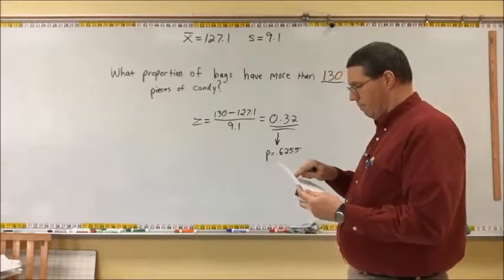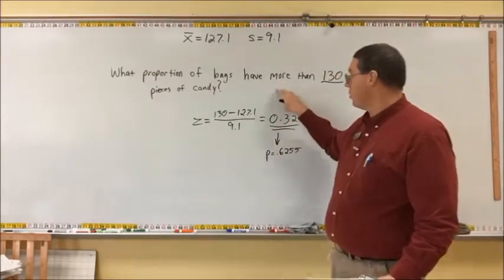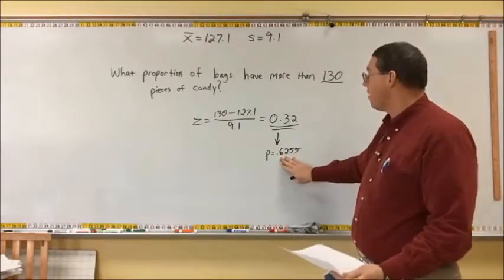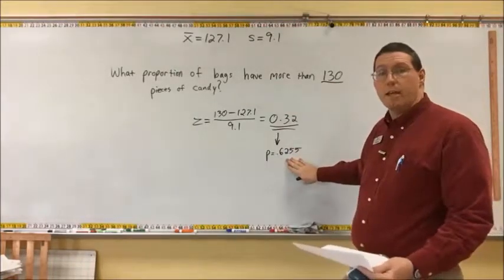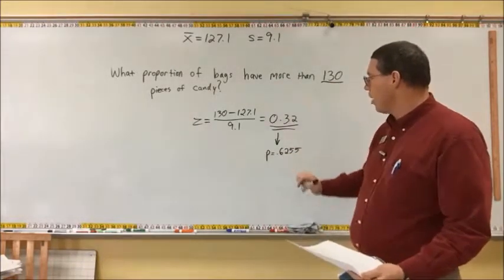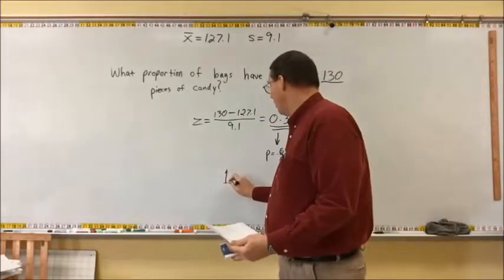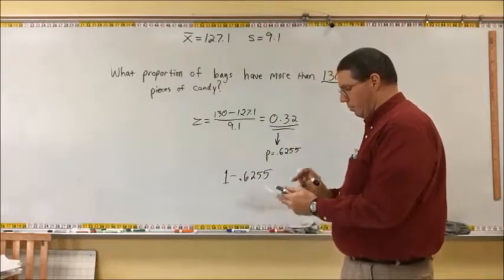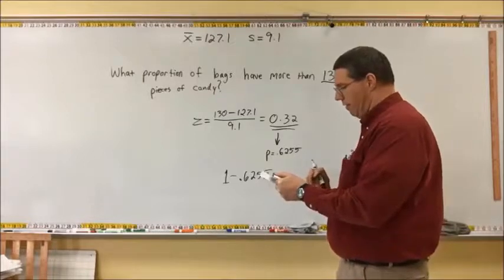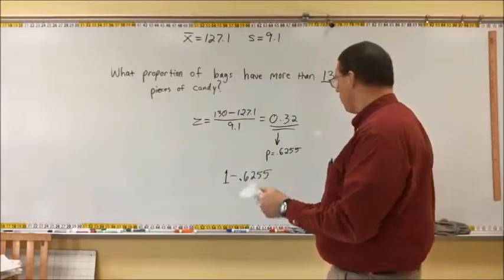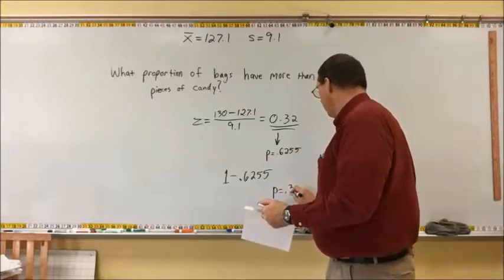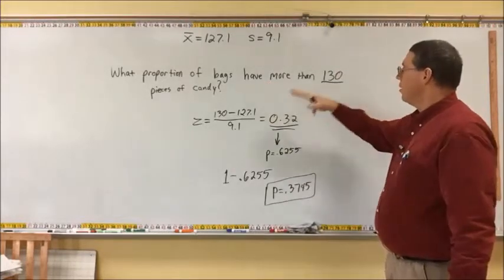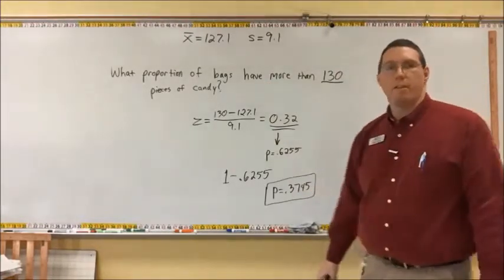P equals 0.6255. Now, this is a more than question, and this proportion is the less than proportion. This is actually the proportion of bags that have less than 130 pieces of candy. So in order to turn it into a more than, we have to subtract this from 1. We go into our calculator, do 1 minus 0.6255, and we get 0.3745. So our answer, P equals 0.3745. The proportion of bags that have more than 130 pieces of candy in it is going to be 0.3745.